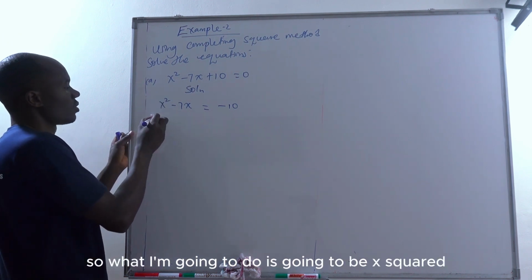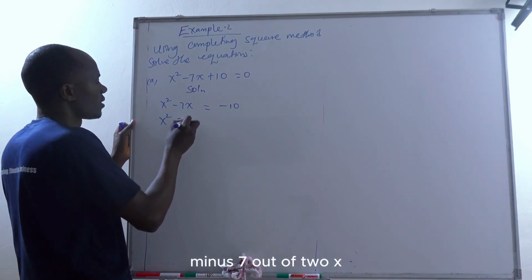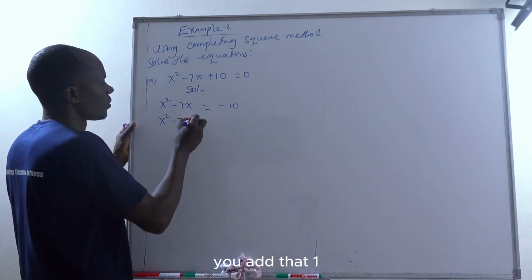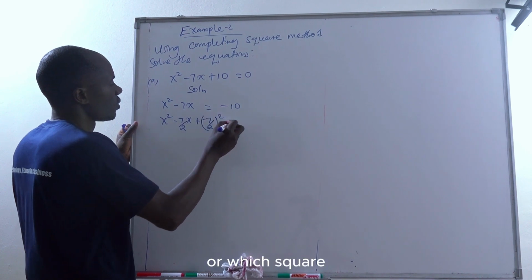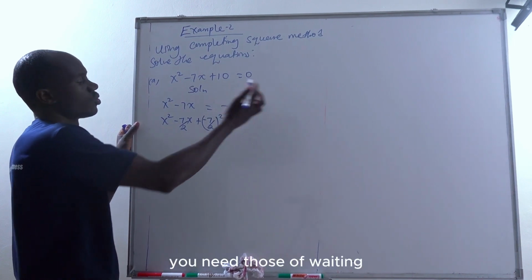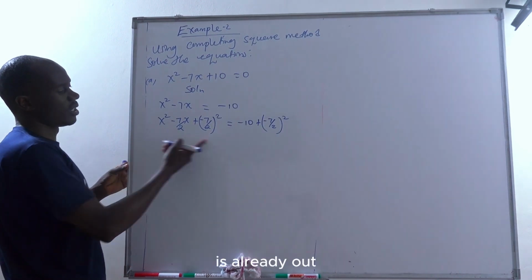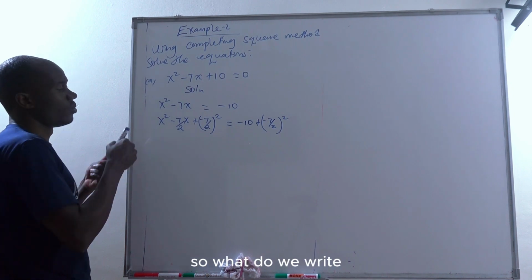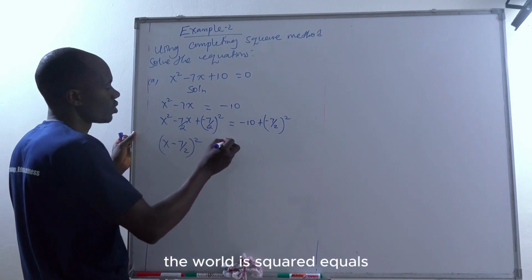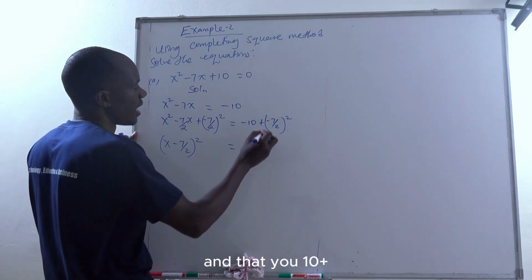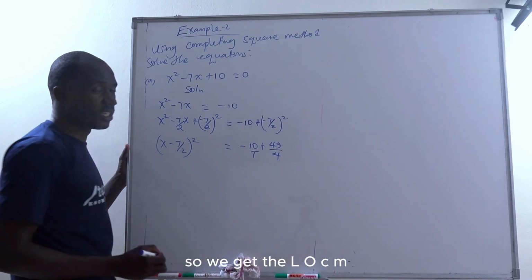So this is going to be x squared minus 7 out of 2 x. Then you add, the way it is, plus (negative 7 out of 2) squared. Whatever you have done here, you need also to do on the other side. It becomes negative 10 plus that squared. So this one is already now our perfect square. So what do we write? We only write (x minus 7 out of 2) squared equals negative 10 plus 49 out of 4. So we get the LCM.